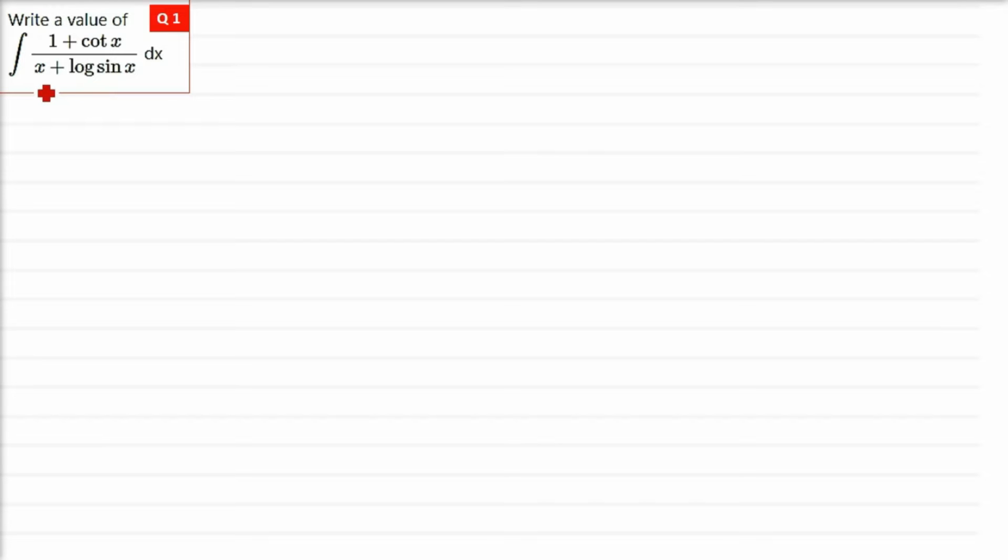The first question: integral of (1 plus cot x) divided by (x plus log sin x) dx. Now since this is VSAQ or short answer question, we generally see the denominator and we would like to get the numerator out of it in the indefinite integrals. So there are certain options, like if you have under root, you need to eliminate that thing. So all those concepts will be used here.